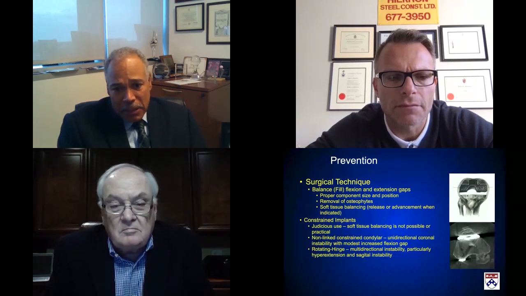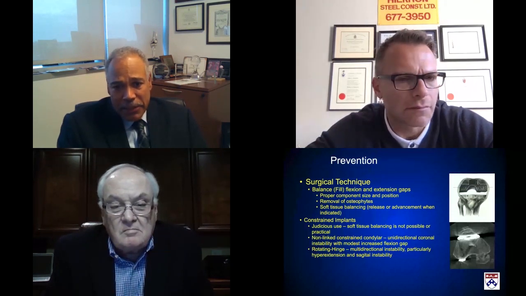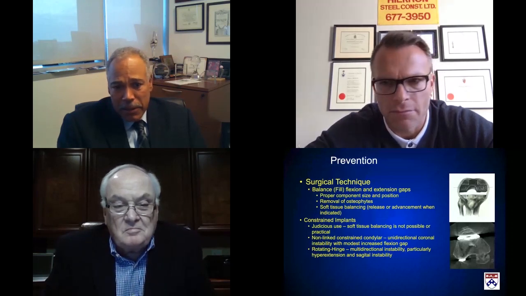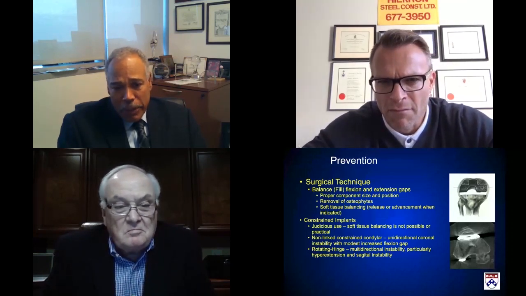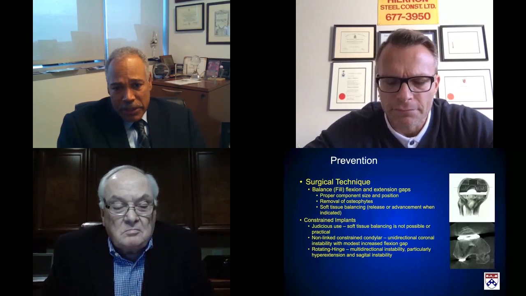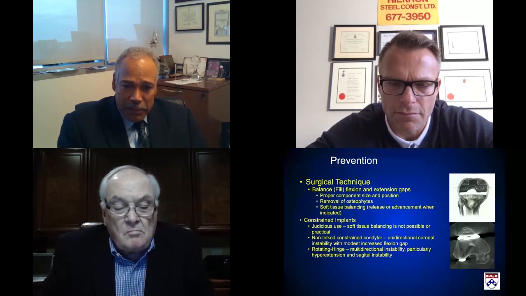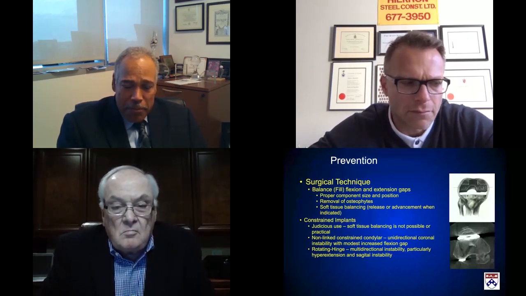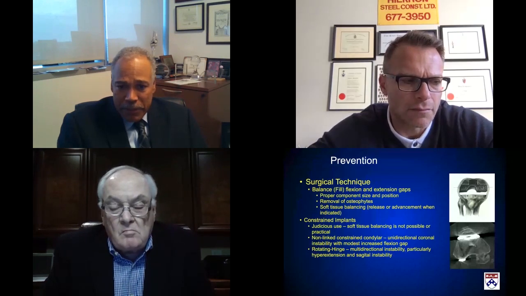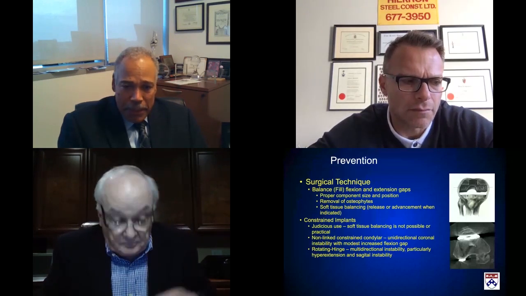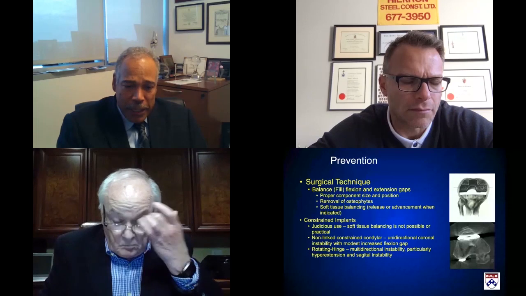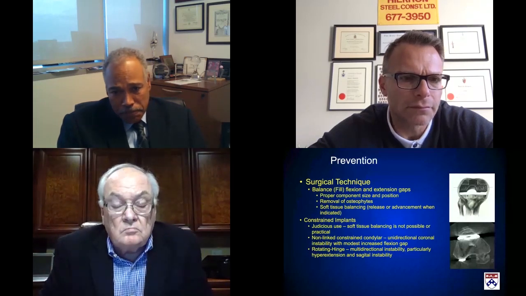In some cases, when soft tissue balancing is either not possible or practical, you might need to add a more constrained device. And if it's unidirectional coronal instability, often a non-link constrained condylar type of implant works. And when you have multi-directional instability, particularly if there is sagittal instability and hyperextension, then you may need a rotating hinge style device. Next.